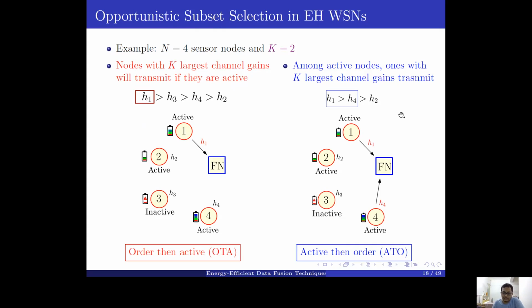The second realization is called active then order. Here the ordering will happen only across the nodes which are active. So here only node 1, 4 and 2 will take part in the ordering process, and node 1 and node 4 are eligible for transmission and they will transmit their measurements to the fusion node. Thus, in hindsight, active then order looks to be better than ordered then active, because in active then order, or ATO, you take the battery energy status of the nodes before ordering them.